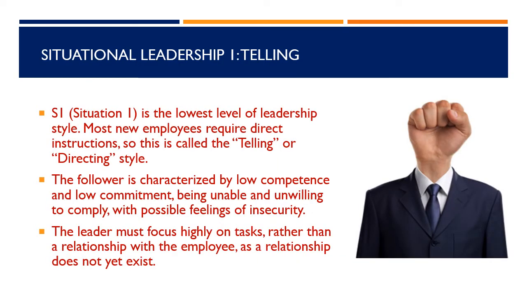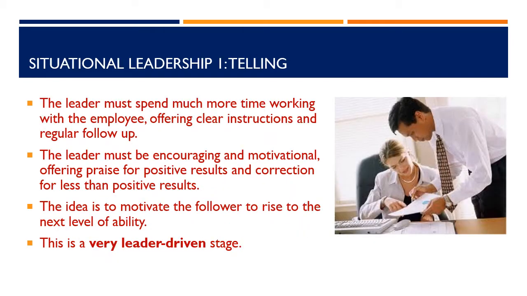S1, or Situation 1, is the lowest level of leadership style. Most new employees require direct instructions, so this is called the telling or directing style. The follower is characterized by low competence and low commitment, being unable and unwilling to comply, with possible feelings of insecurity. The leader must focus highly on tasks, rather than a relationship with the employee, as a relationship does not yet exist. In S1, when an employee can't do the job because they are unknowledgeable, unwilling or afraid, the leader must spend much more time working with the employee, offering clear instructions and regular follow-up.